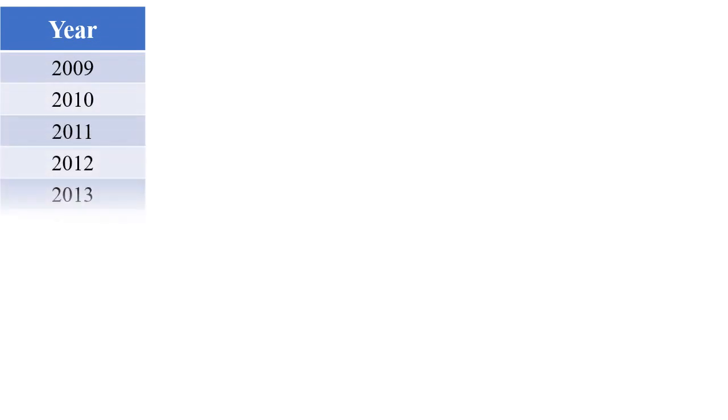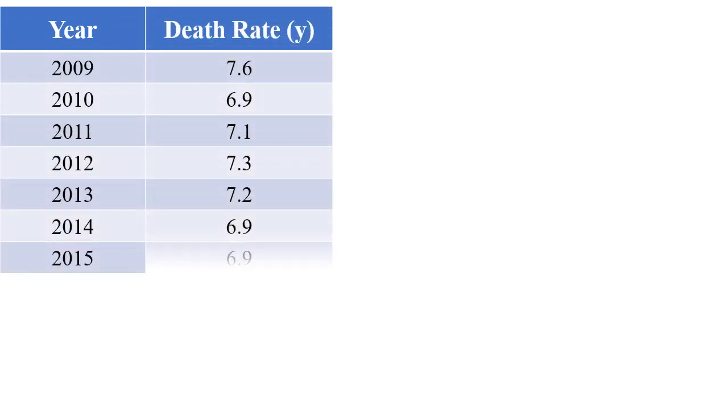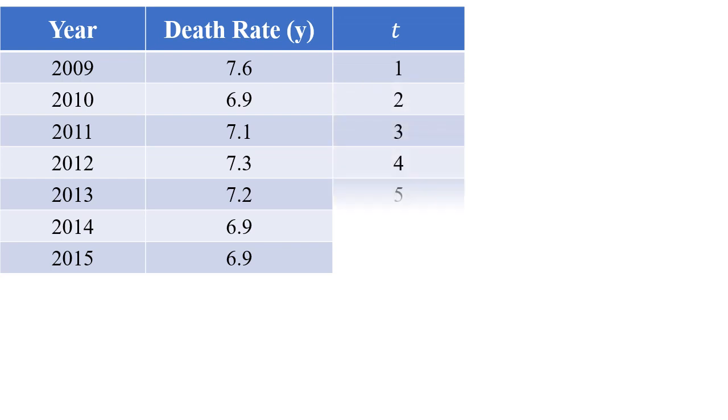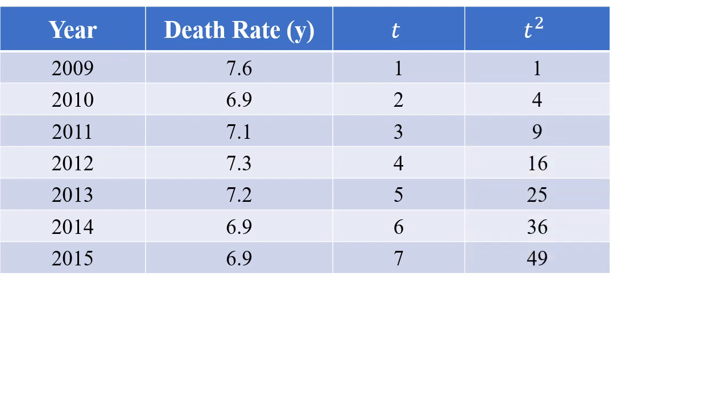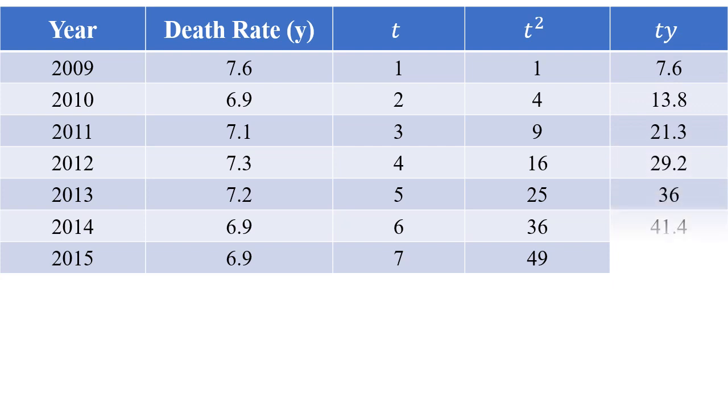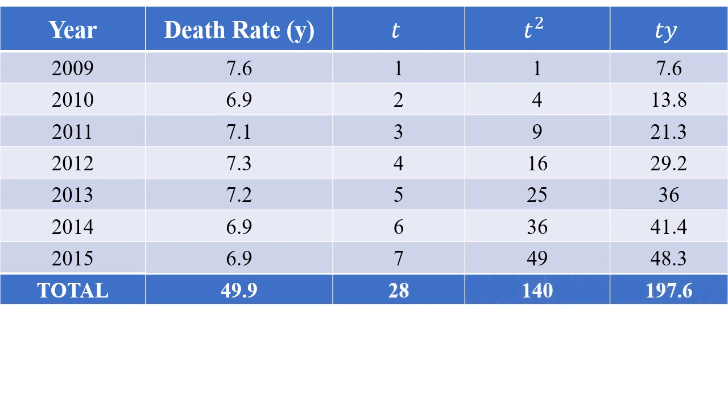We will start with the year first, 9, 10, 11, 12, 13, 14, 15. Then comes the death rate, that is the Y variable here, 7.6 and so on. Next will be the T variable, which we will convert here into 1, 2, 3, 4, 5, 6, 7 and then square this column to get the T square. Now death rate here is the Y variable, so we will get T into Y as the Ty column, and once we get this, we will make the horizontal totals here.